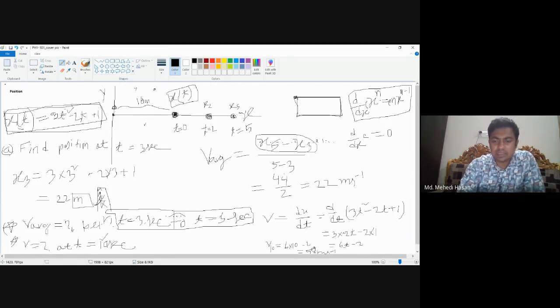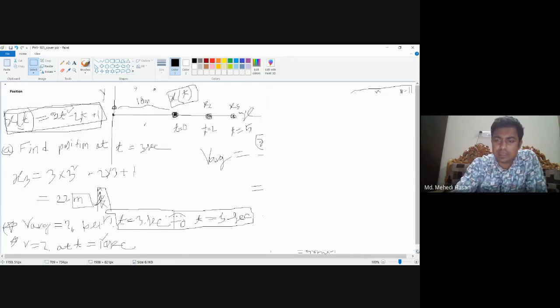So this is instantaneous velocity, v10 equal to 58, and average velocity is 22 meter per second. Okay, so these are mainly the procedures to find out the velocity, either average velocity or instantaneous velocity.